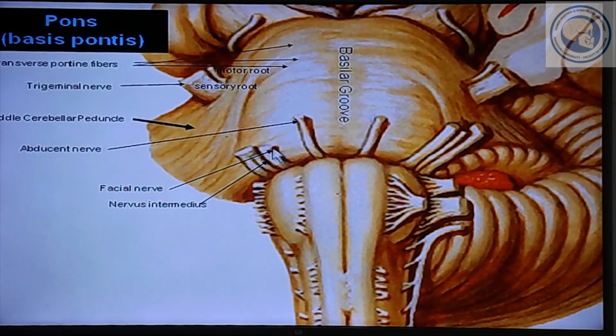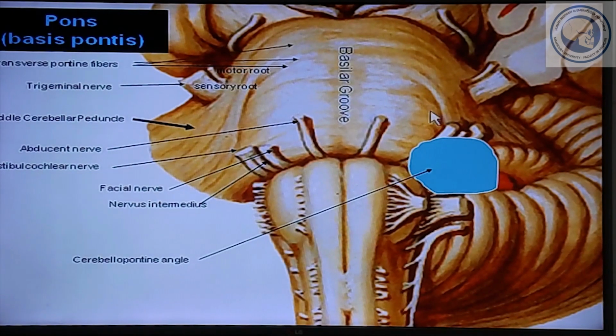The medial root is the motor one, and the lateral root is called nervus intermedius, and this carries both sensory and parasympathetic fibers. Why is it called nervus intermedius? Because it arises between the motor root of the facial nerve and the vestibulocochlear nerve. This area where we see the facial nerve and the vestibulocochlear nerve is called the cerebellopontine angle. This is a space between pons and cerebellum.